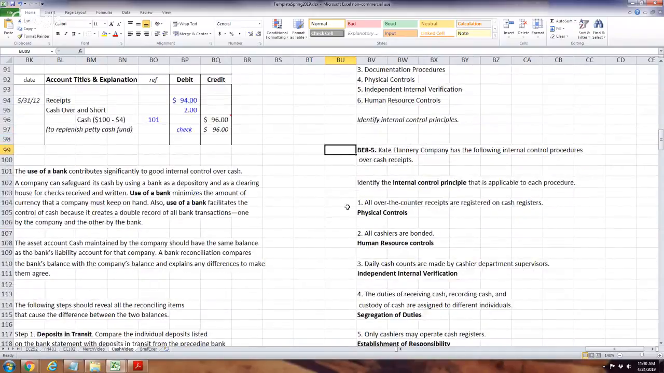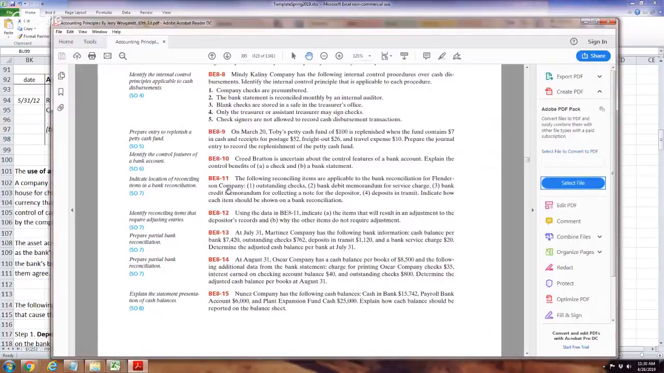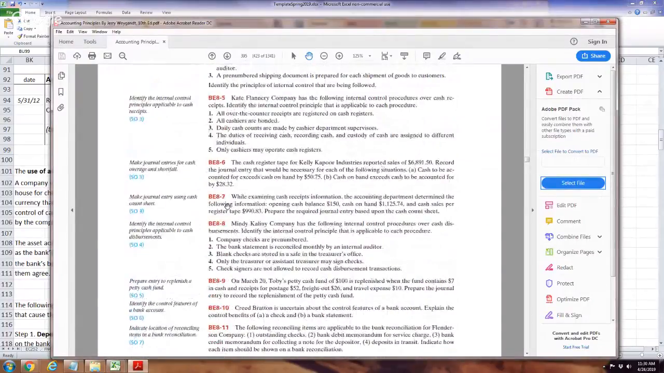Okay, we're up to number 5 in this. It says Kate Flannery Company has the following internal control procedures over cash receipts. Identify the internal control principles that are applicable to each procedure. Over-the-counter receipts are registered with cash registers. All cashiers are bonded. Daily cash counts are made by the cashier department supervisor. And it says, identify the applicable internal control principle for this.